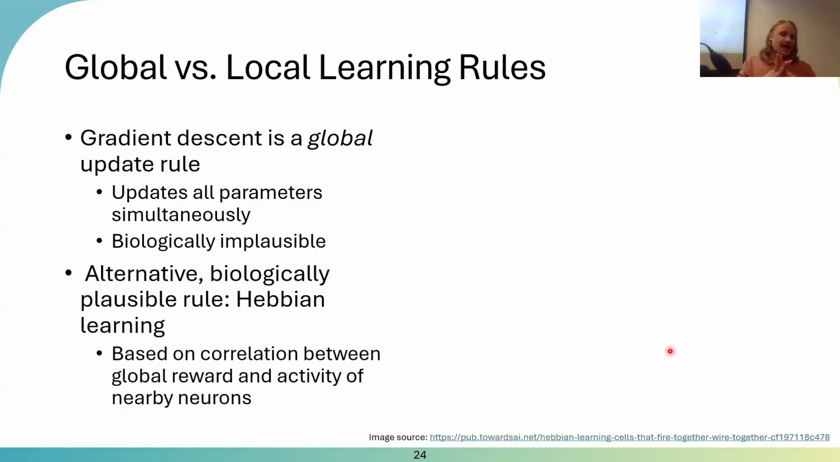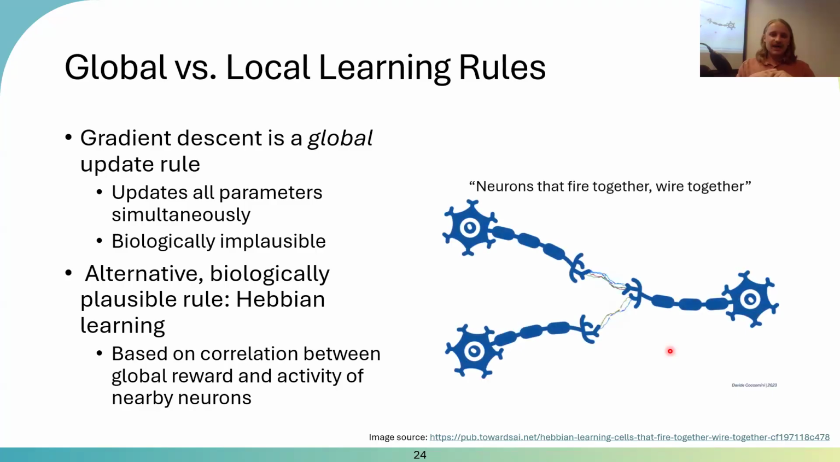But effectively, to summarize how it works, it's based on correlation between the global reward, so whatever your output function is, where global reward is effectively the inverse of a loss, and the activity of nearby neurons. The catchphrase behind Hebbian learning is often: neurons that fire together, wire together. So you're looking at the correlation between the firing of nearby neurons and seeing if it aligns well with that loss function. If they do fire together and it aligns with the reward, then the weight between those neurons would become strengthened.